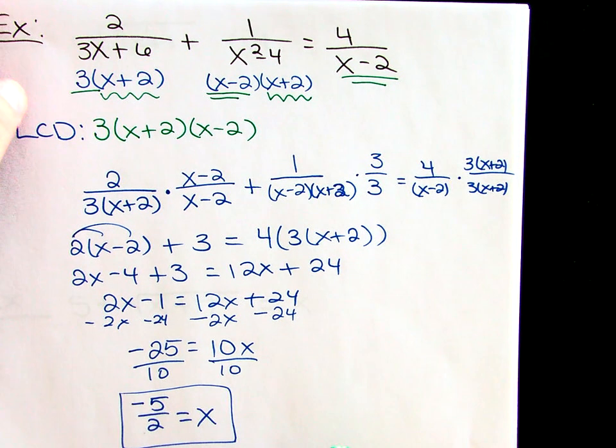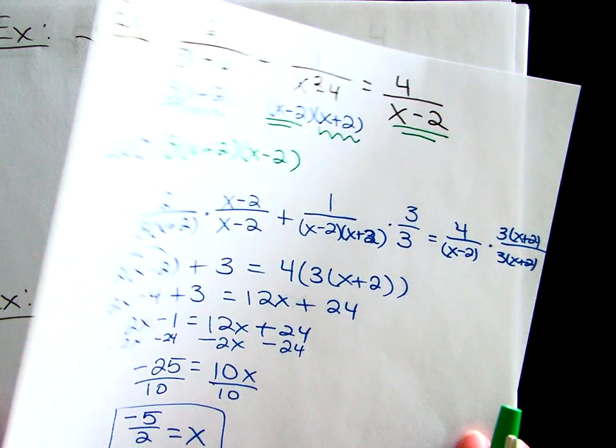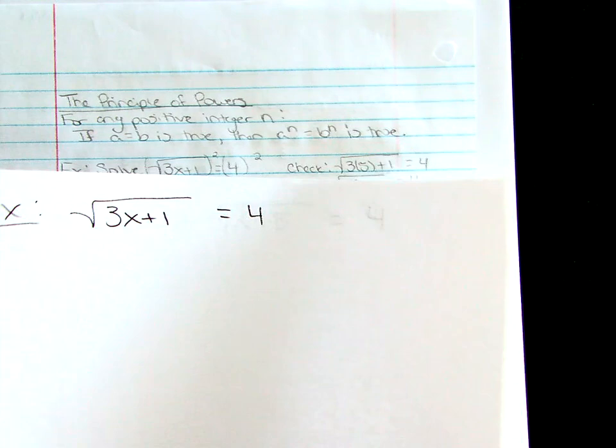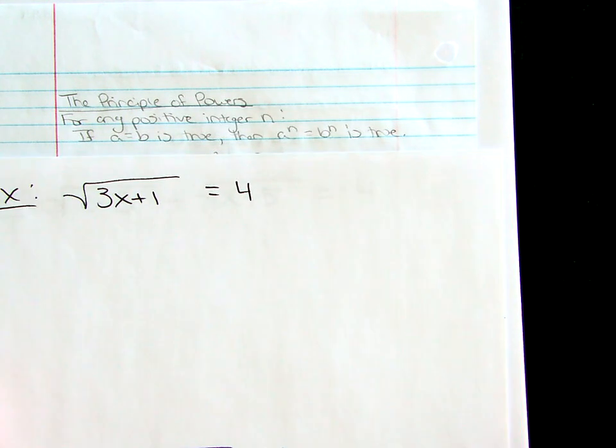So let's switch gears a little bit and let's start thinking about rational equations. There is a slight note, like our principle of powers rule. It says for any positive integer n, if a equals b is true, if we know that's true, then a raised to some power, that is a positive integer, is the same thing as raising b to that power. That's also true.